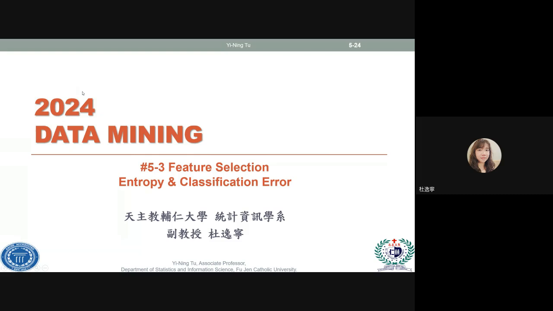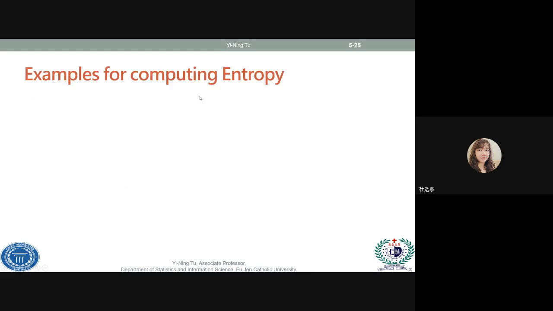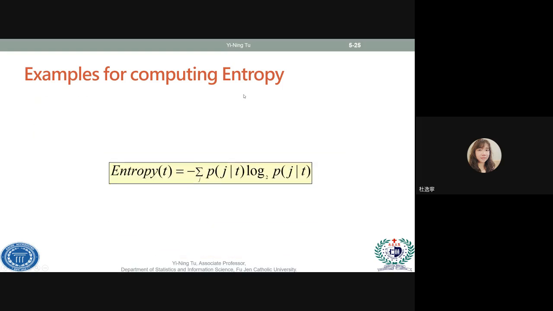So sometimes when you apply to graduate school, maybe a master's degree, I think entropy will frequently appear in your courses. So this is an example for computing entropy here.